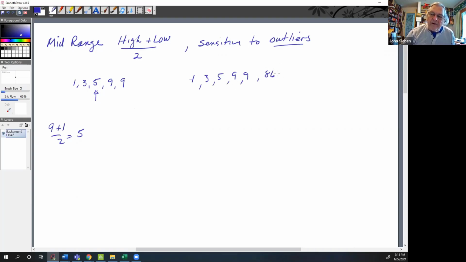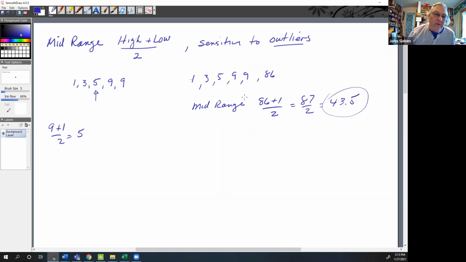This is an outlier, an extreme piece of data. But now my mid-range would be 86 plus 1 divided by 2, would be 87 over 2, would be 43.5. Now, is there a sense in which 43.5 is the middle of this data set? Is that what you'd call the middle of that data set?